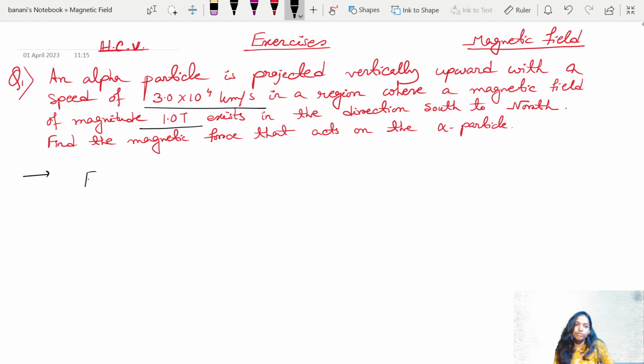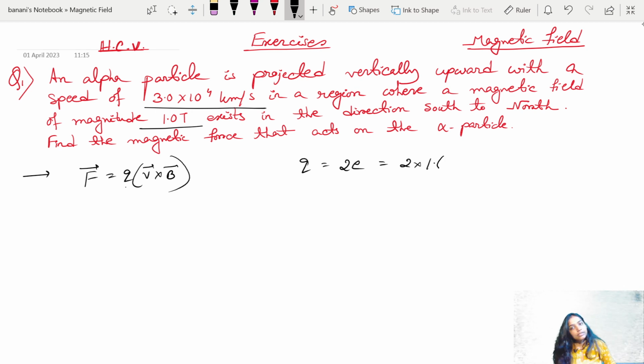So the formula for the magnetic force is F = Q (V × B). So here, let's take the data, that is, the charge of the alpha particle Q. Q is 2 times the charge of a positron, that will be 2 × 1.6 × 10^-19 coulomb.